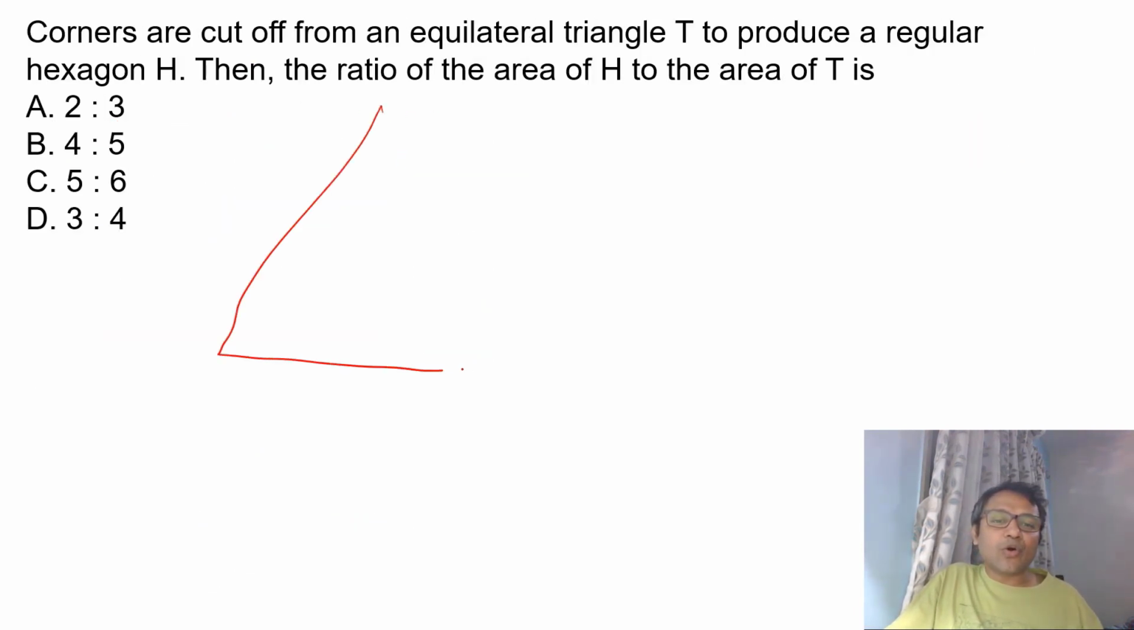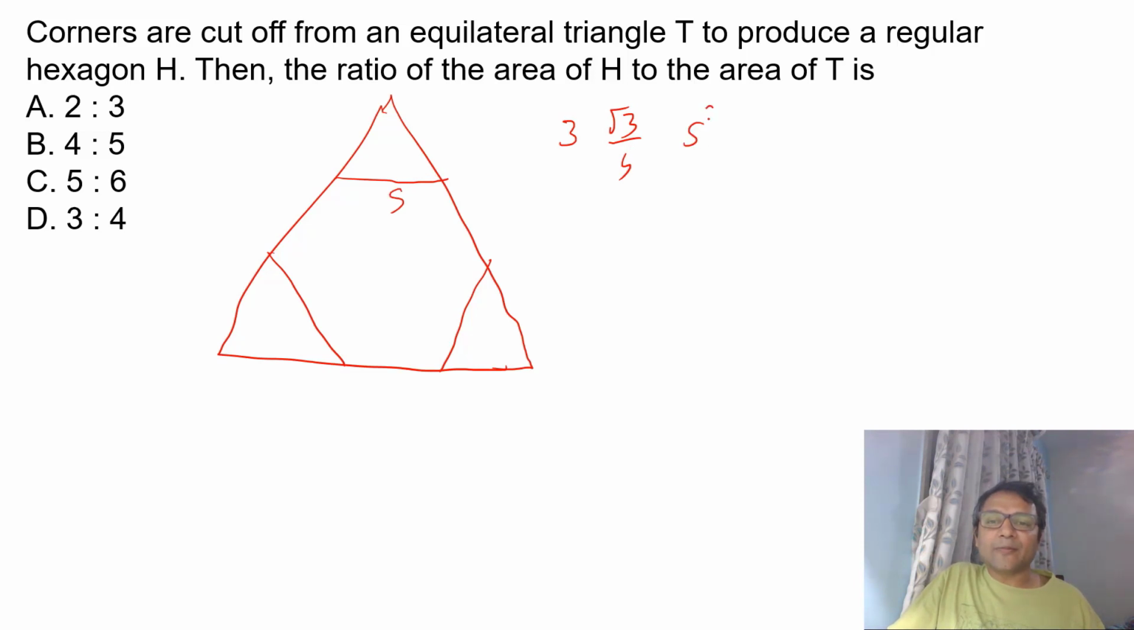So here you can just draw and you can get the answer, I believe. Your corners are cut to form a hexagon. The area of the 3 equal triangles which are outside is 3 into root 3 upon 4 s square. And the area of the hexagon is equal to 6 equal triangles, so 6 root 3 upon 4 side square. Or you can break this hexagon up into 6 equal triangles.